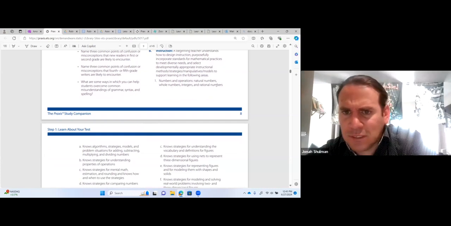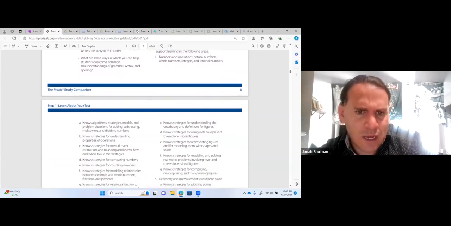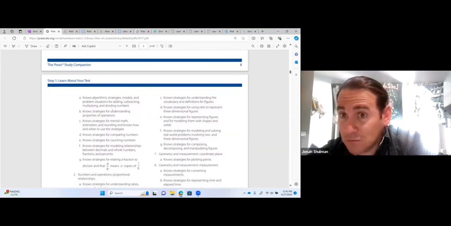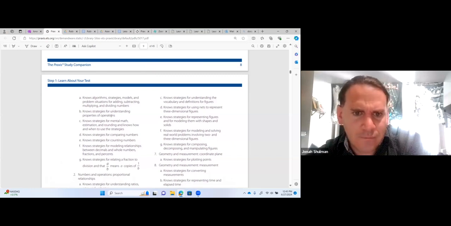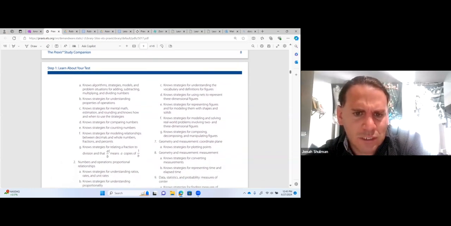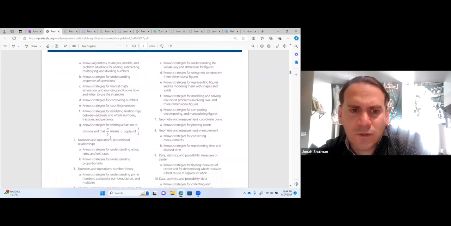So what are the different types of numbers? We've got ways to add, subtract, multiply, and divide, so models for doing that. Operations, I did division, I think already, but we'll go through that. Mental math strategies, other ways of saying division, fractions and division, and modeling. So there's a lot here. There's a lot to go over.